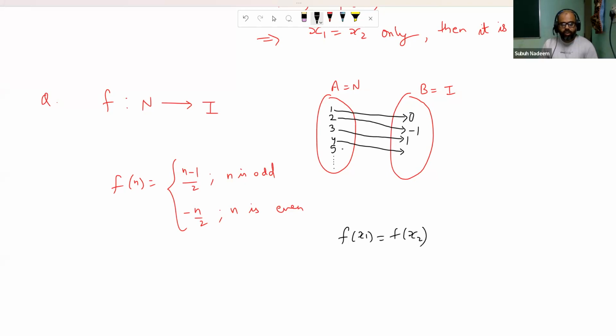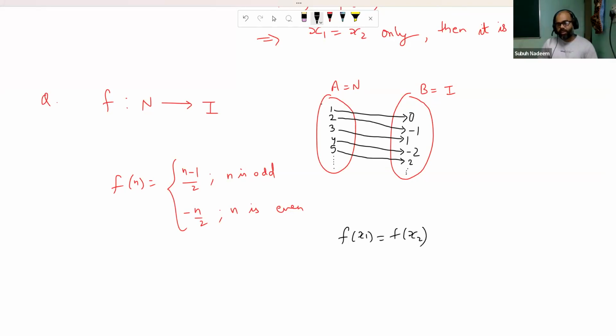Minus 2. That is minus 4 by 2, which is minus 2. Correct. Sharif, I want you to give the answer for the next one. What will be f of 5? Two. Correct.